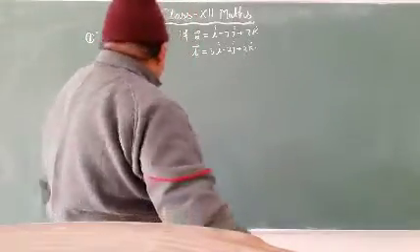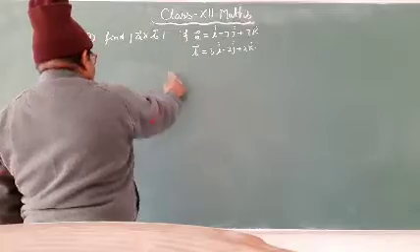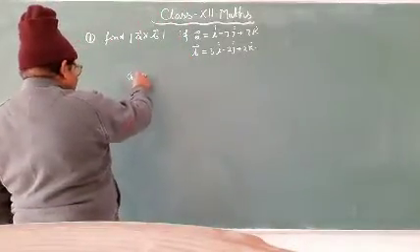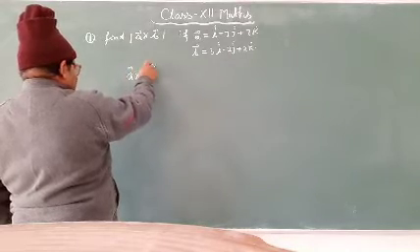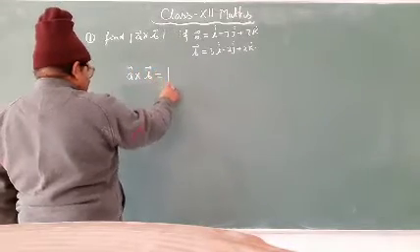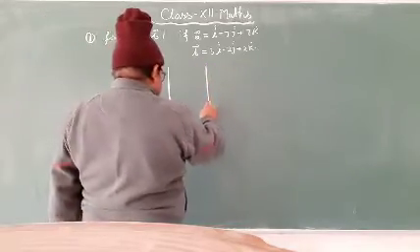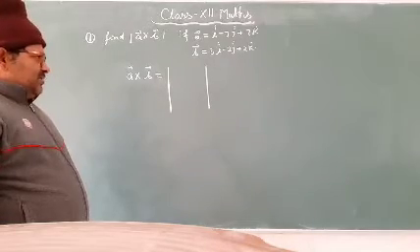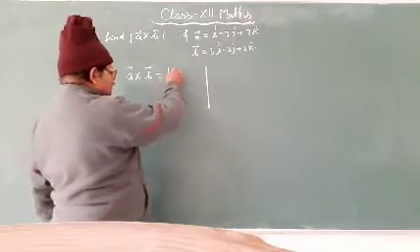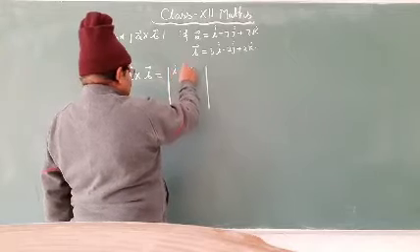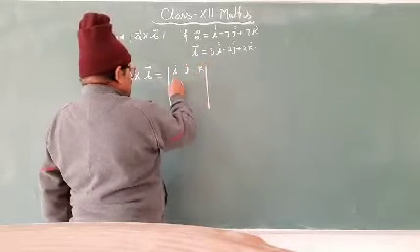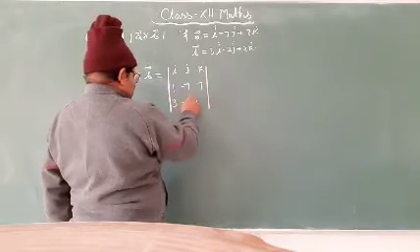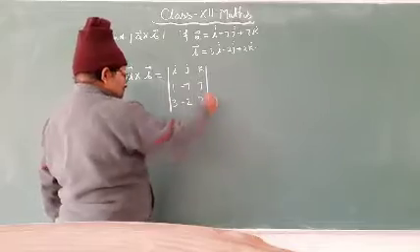Now we find the cross product of two vectors. Vector A cross vector B equals, now find the cross product with the help of determinant: i, j, k; 1, minus 7, 7; 3, minus 2 and 2.